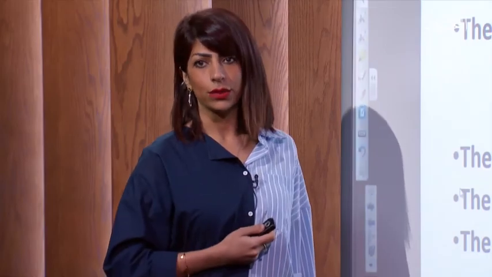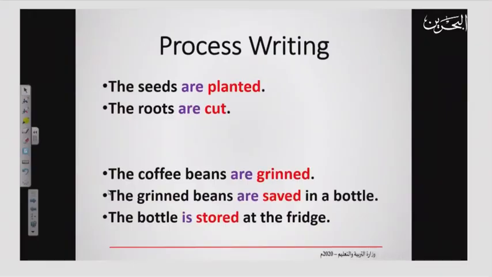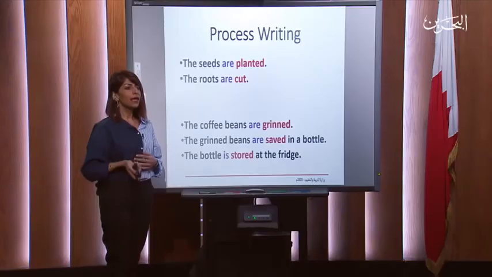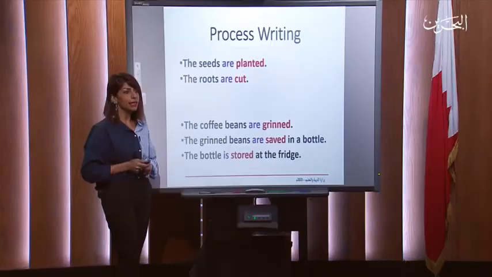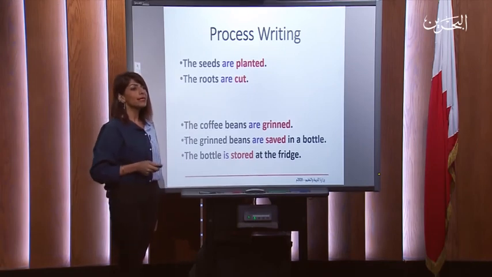This is the way it goes. For example, these are two processes. These are two steps, two stages of accomplishing and achieving a certain process. For example, the seeds are planted, then the roots are cut. Another process is the coffee beans are ground, then the ground beans are saved in bottles. Finally, the bottle is stored in the fridge. And this is the way how I am going to apply the passive tense in writing the process for the next lesson.